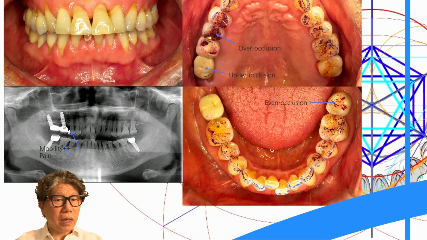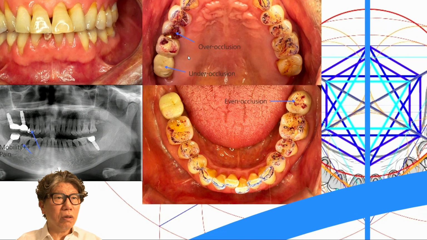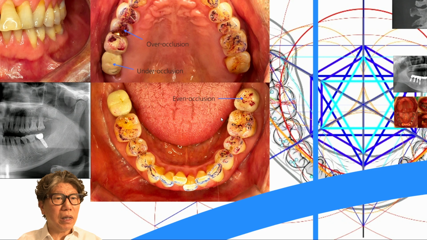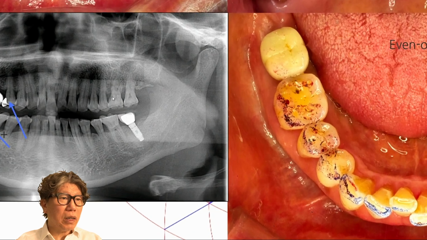Since it's tissue level, it's slightly away from connection issues, but because mobility increased and it hurts, it's an over-occlusion. Ultimately, an implant is necessary. What should we do? Occlusion. We will probably do it like this. We will go for an even occlusion. Only then do the natural teeth and the implant share occlusal force. Of course, this side will quickly end up in a similar situation.